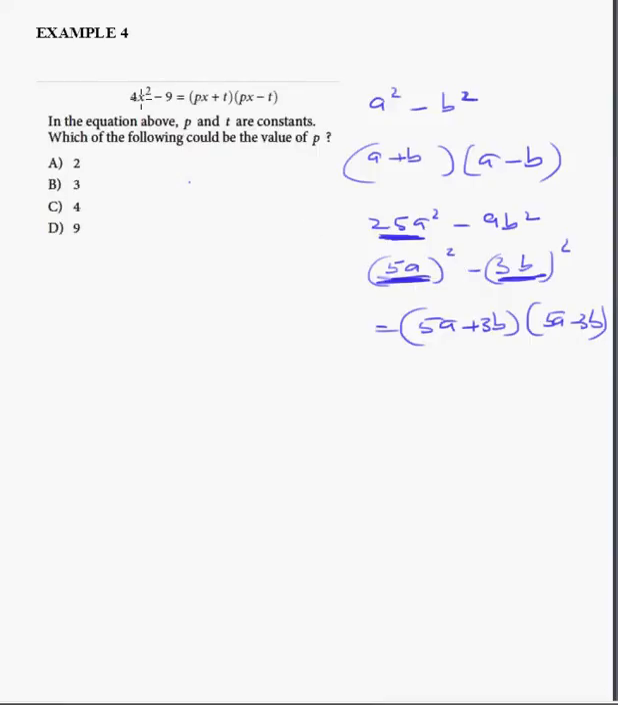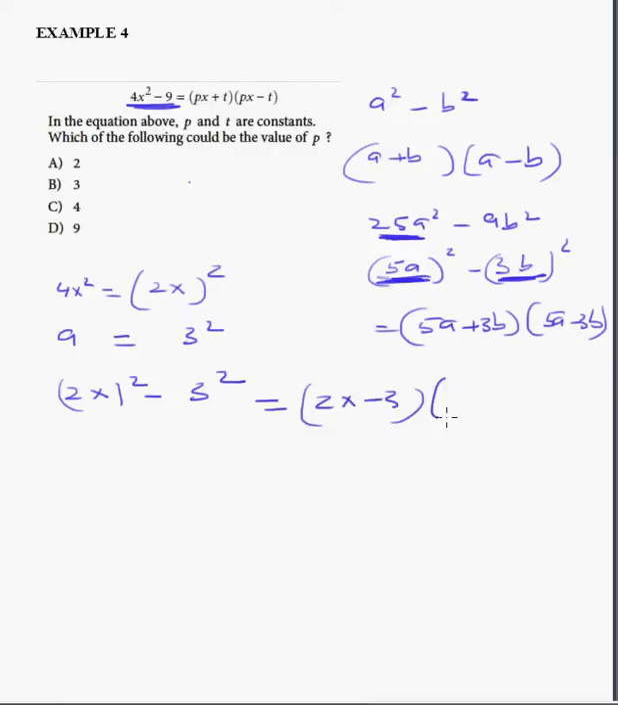So let's come back here. For this particular problem, they gave us 4x squared minus 9. So we can express the 4x squared to be the same as 2x all squared. And obviously 9 is 3 squared. So we have 4x squared minus 9 becomes 2x all squared minus 3 squared, which means we're going to take the first one, which is 2x minus 3, and then 2x plus 3.